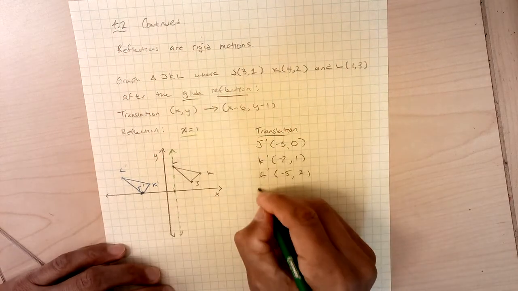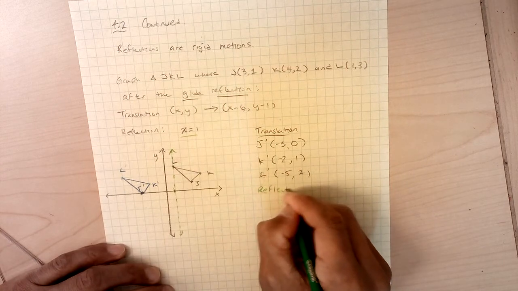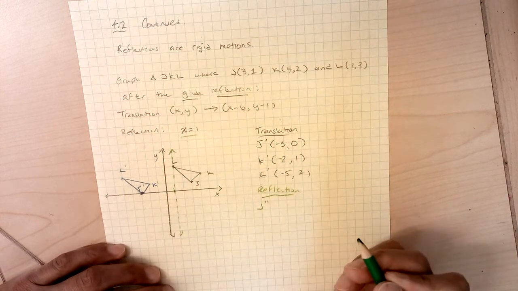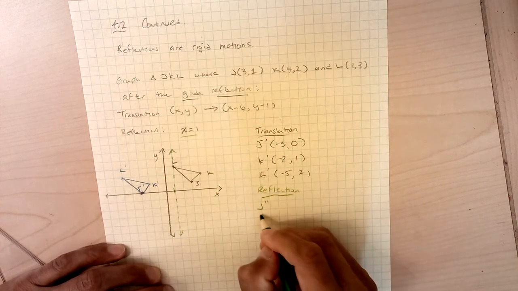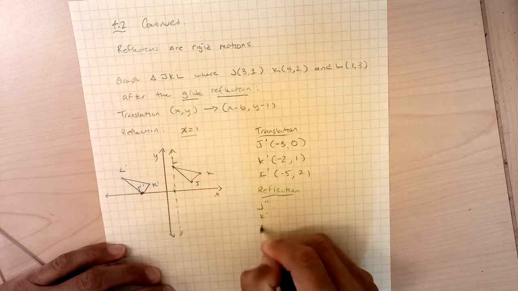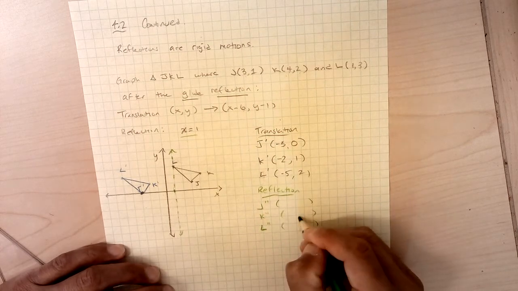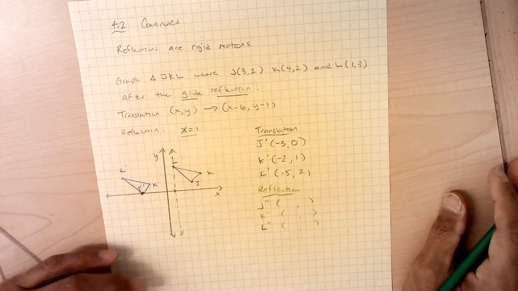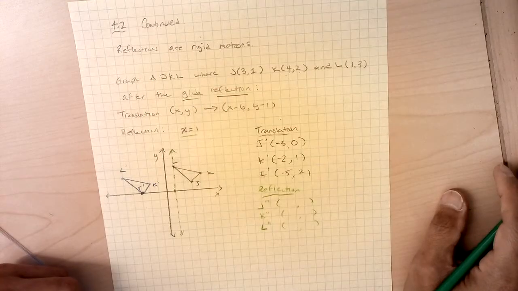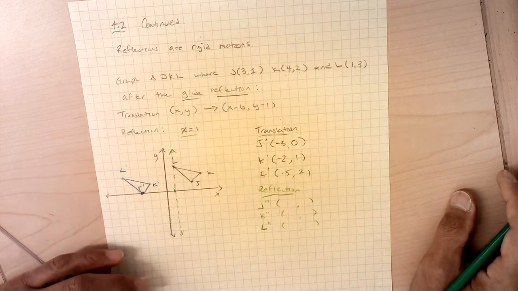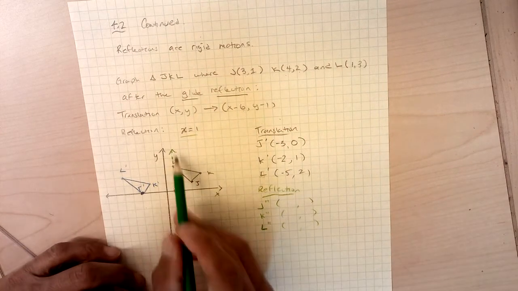And then, after the reflection, we're actually finding J double prime because there are 2 transformations here, K double prime, and then L double prime. That's the correct notation. If I had, say, 3 transformations, then I would be using triple prime: J triple prime, K triple prime, L triple prime. But to figure out the coordinates of J double prime, here's the line of reflection.